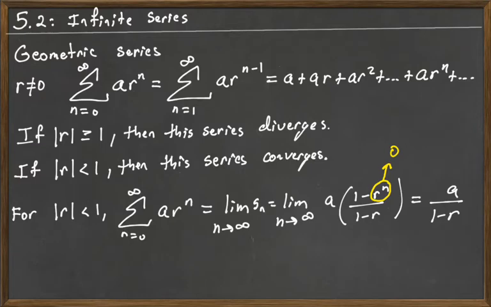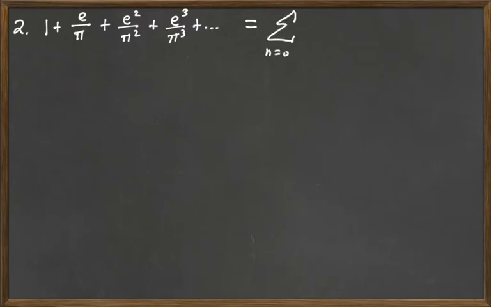So let's look at a couple examples. We're going to write a couple of series into their summation or sigma notation, and then we'll determine whether the series converges or diverges. If the series converges, we'll find the limit or the sum. So let's look at 1 plus e over pi plus e squared over pi squared plus e cubed over pi cubed plus etc. So that's going to be the sum from n equals 0 to infinity. First term is 1, and then we have e over pi as your common ratio. Okay, so that is our series there.